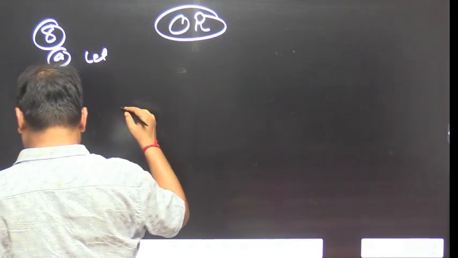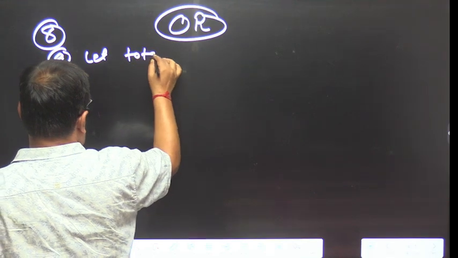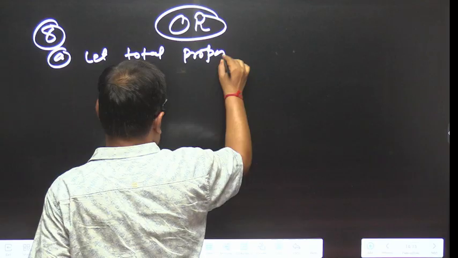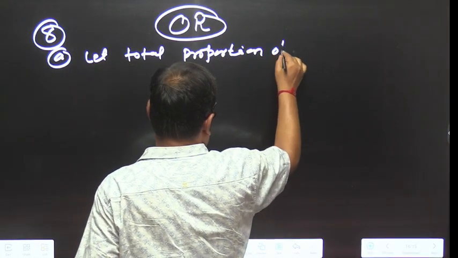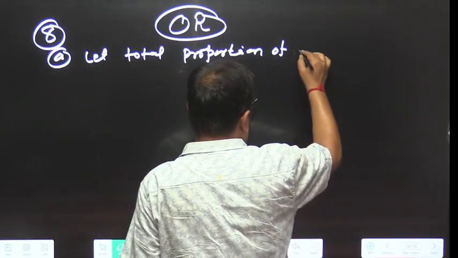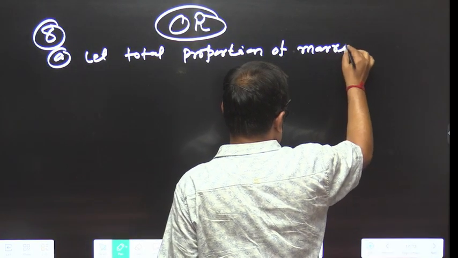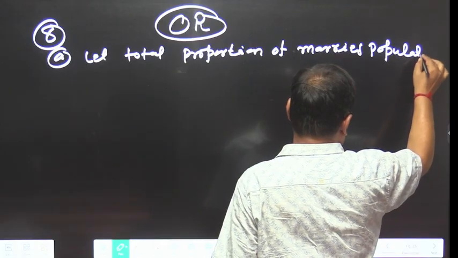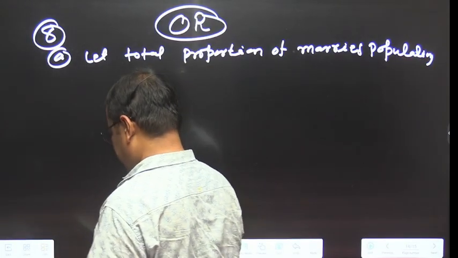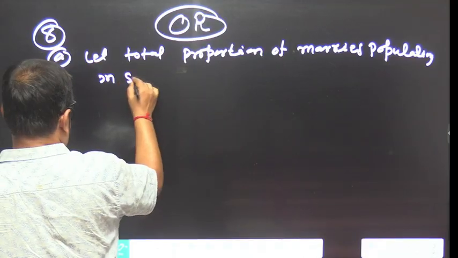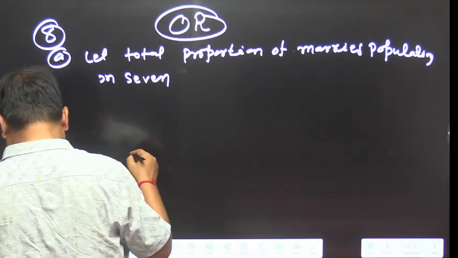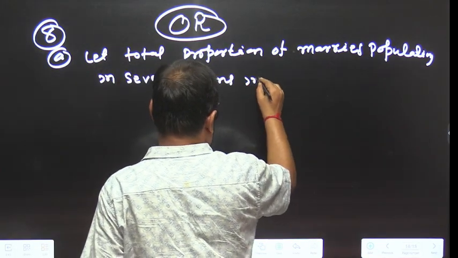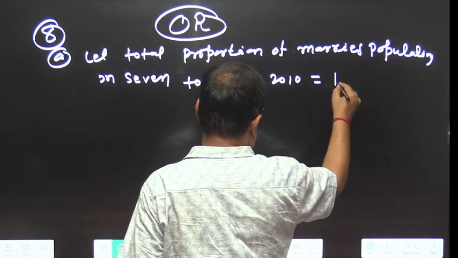Let the total proportion of married population in 7 towns in 2010 equal P.